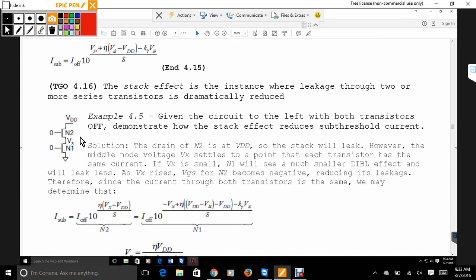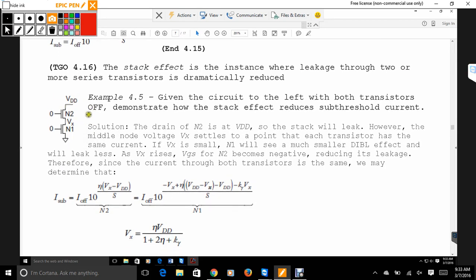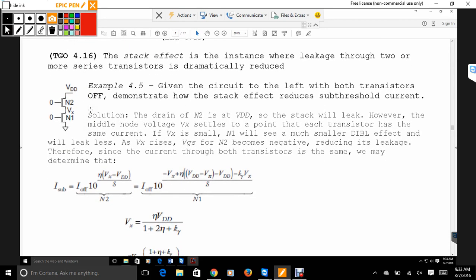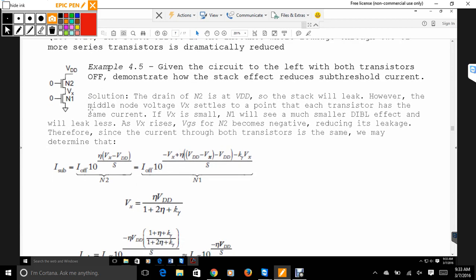So 4.5 here, we're given the circuit to the left, with both transistors off, demonstrate how the stack effect reduces leakage. So we're talking about how the drain is at VDD, right? So we've tied VDD to this set of NMOS transistors. So we have a 1 here. So the stack is going to leak because we have our source, and we're trying to compare it to Vx, which is our drain, which is also going to serve as Vx. So the drain voltage here is going to be 0. So we're going to start tying these into our equation up here.